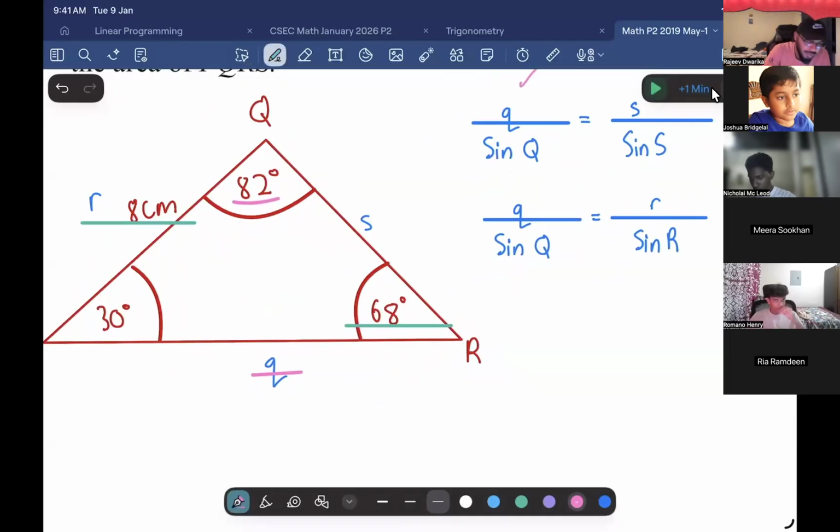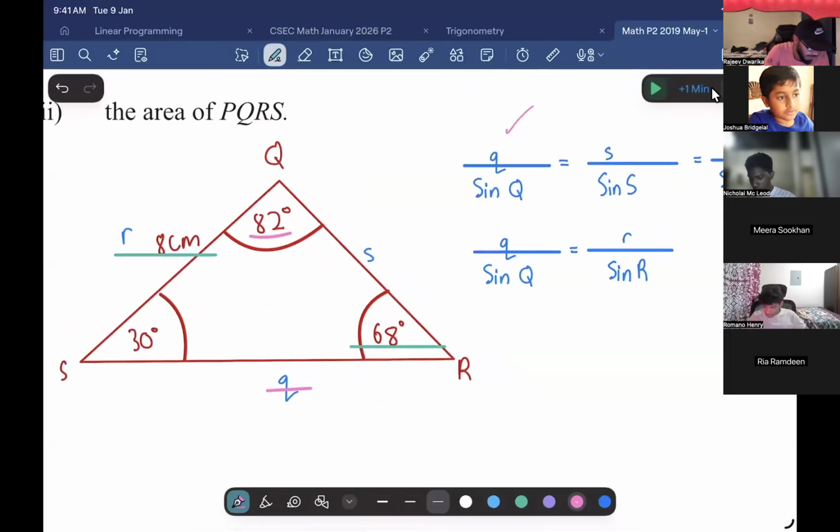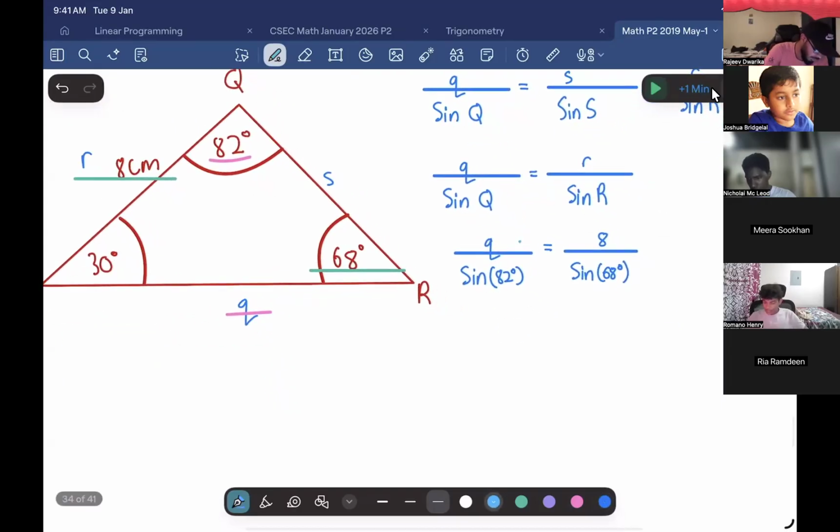So somebody tell me, we do some substitution. I don't know what Q is, so I'll leave that blank. What next? Q all over what? Somebody quick, speed, speed, speed. Sine 82 degrees equals 8 over sine 68 degrees. Right, two fractions, so you cross multiply.